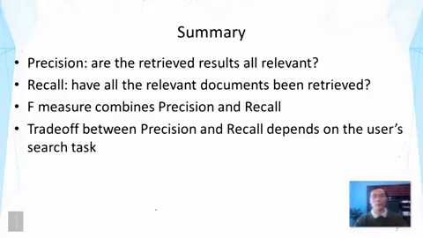To summarize, we talked about precision, which addresses the question, are the retrieved results all relevant? We also talked about recall, which addresses the question, have all the relevant documents been retrieved? These two are the two basic measures in text retrieval evaluation. They are useful for many other tasks as well. We talked about the F measure as a way to combine precision and recall. We also talked about the trade-off between precision and recall, and this turns out to depend on the user's search tasks, and we'll discuss this point more in a later lecture.